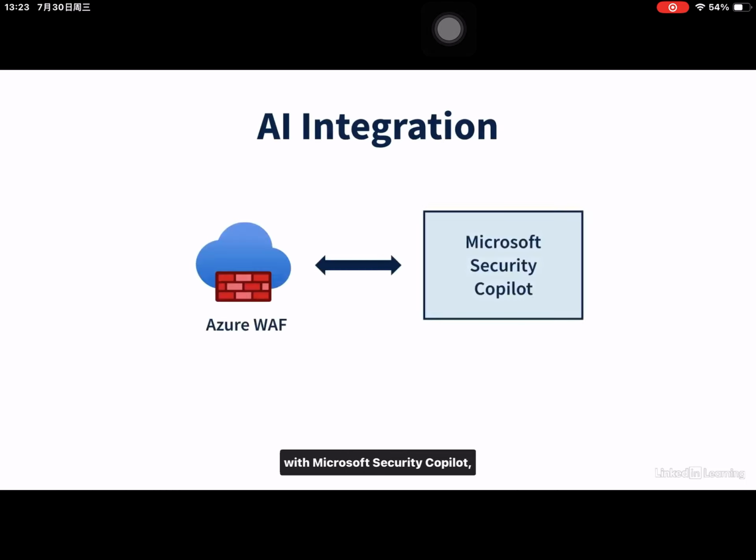Moreover, Azure Web Application Firewall is integrated with Microsoft Security Copilot, an AI-powered assistant for security analysts. You can use prompts to access its capabilities in Microsoft Security Copilot, such as getting details of SQL injection or cross-site script attacks blocked by Azure Web Application Firewall.